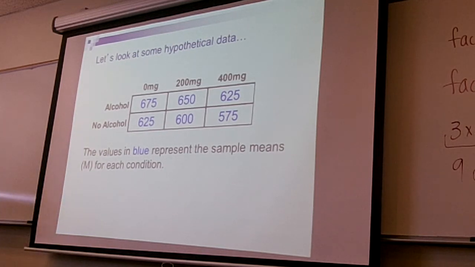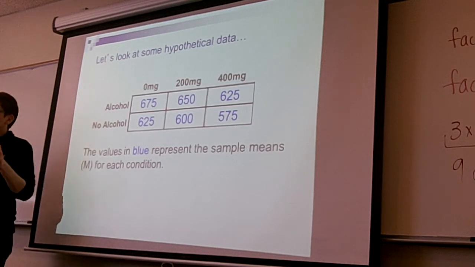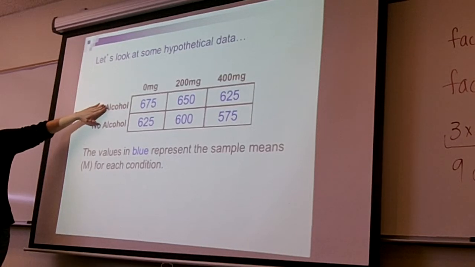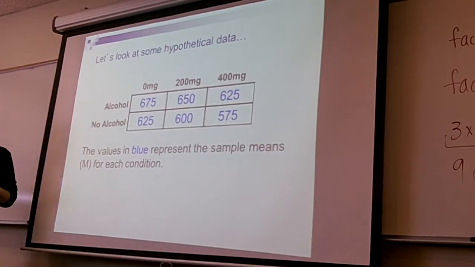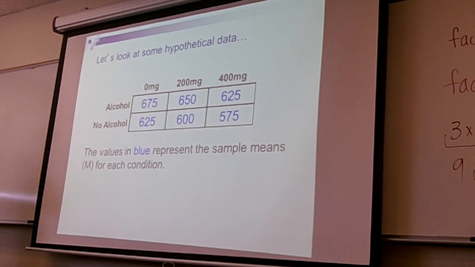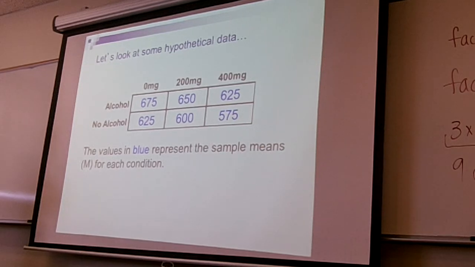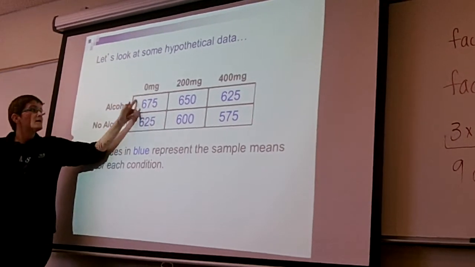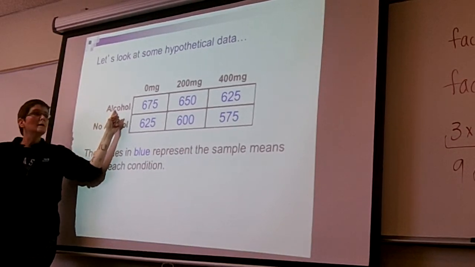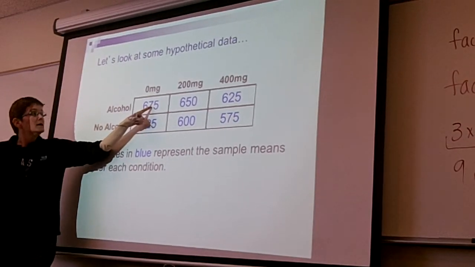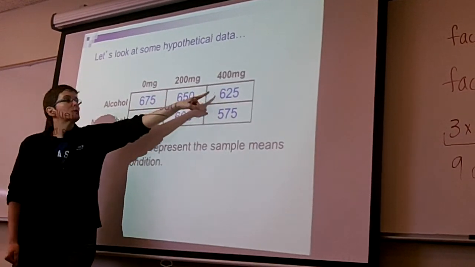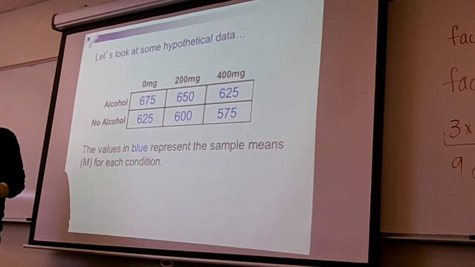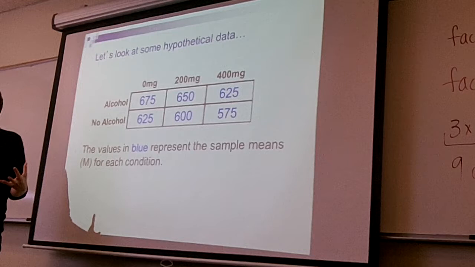So let's look at some data, just to see how this pans out a little bit. We're talking about that same study. I've got the IV of alcohol over here, alcohol and no alcohol. I've got the IV of caffeine across the top. Now we know it's a 2 by 3 design. That means there are 6 different conditions, right? 2 times 3 is 6. So this condition right here is the people who were drunk and got no coffee. These are the people who were drunk and got 1 cup of coffee. These are the people who were drunk and got 2 cups of coffee. Make sense? Okay. All different groups of people.